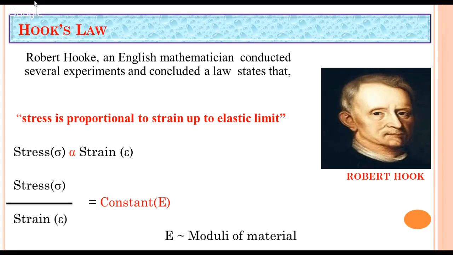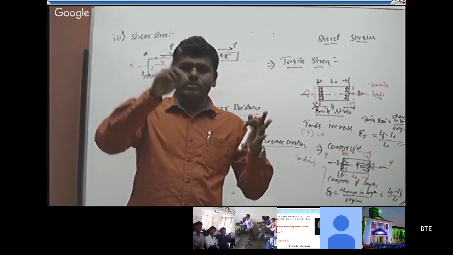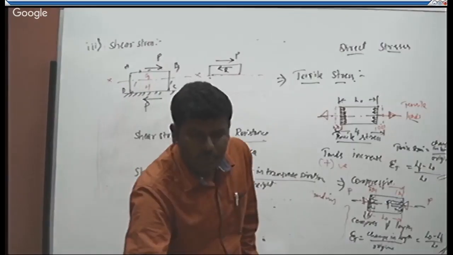So this law states that stress is proportional to the strain up to some certain limit called the elastic limit. We know that whenever a body or member is subjected to external loading, it will undergo certain deformation. This deformation is directly proportional to the induced stress in a member up to the elastic limit. That means stress sigma is directly proportional to strain.